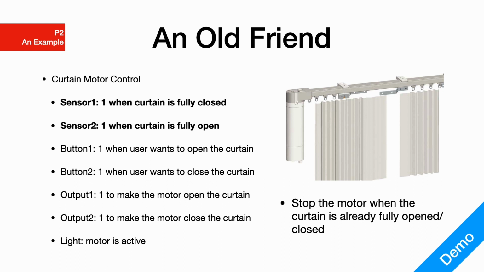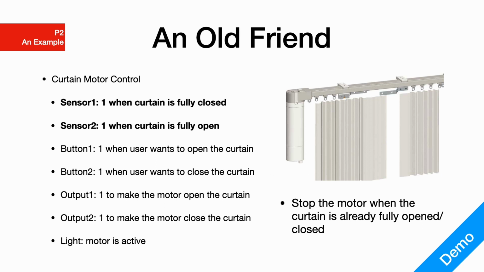And you also have a button 2. Button 2 is going to give out a positive signal if the user is pressing it with the intention of closing the curtain. Now, again, if the user is pressing button 2 to close the curtain, and the curtain is already fully closed, you can't keep rotating the motor.